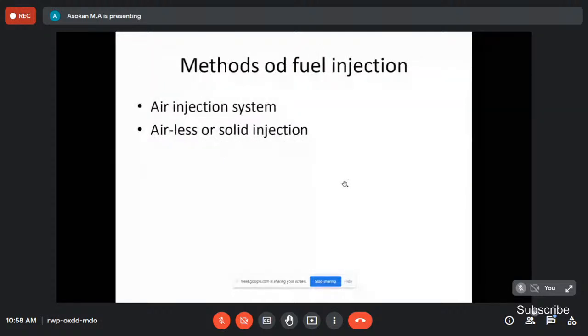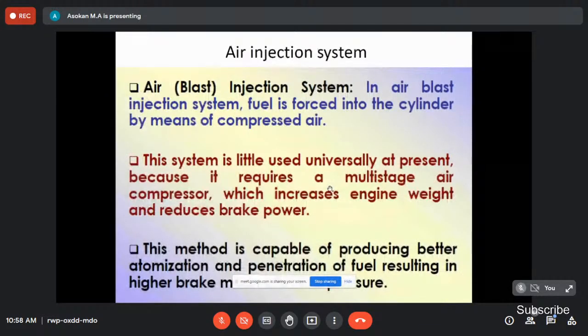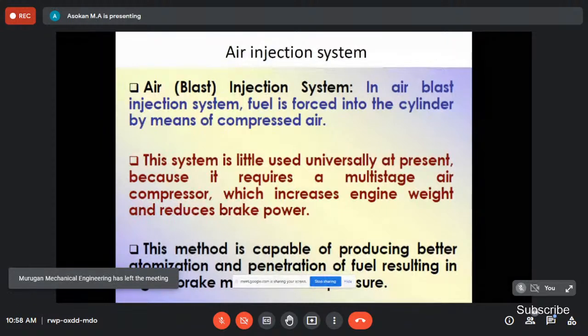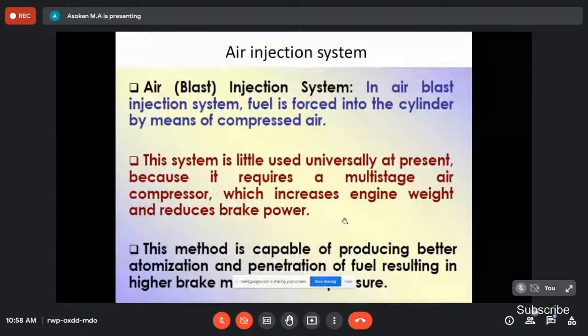Air injection system and airless solid injection system. See, in this air injection system, the air is injected, right? The fuel is injected along with the air, so it needs a multi-stage compressor, right? The multi-stage compressor is attached to the engine cylinder. Then the fuel is injected along with the compressed air. So the weight increases. But this method gives better atomization and penetration of the fuel, right? It also gives a higher brake temperature.